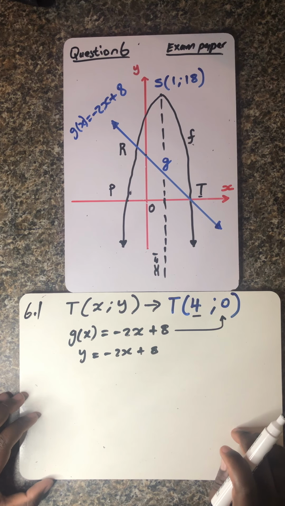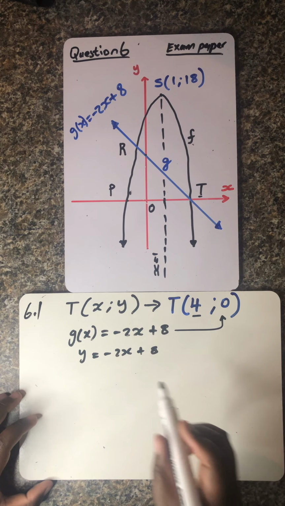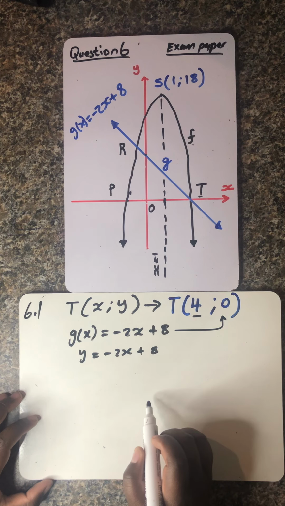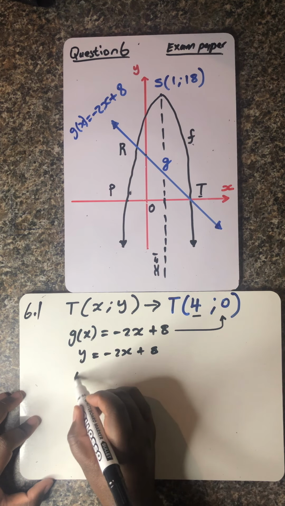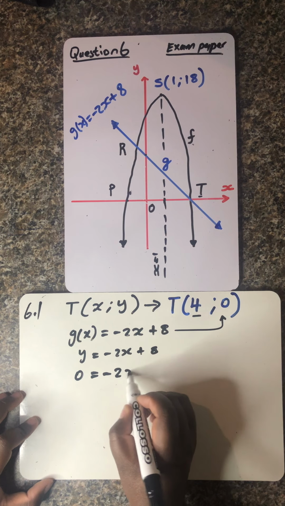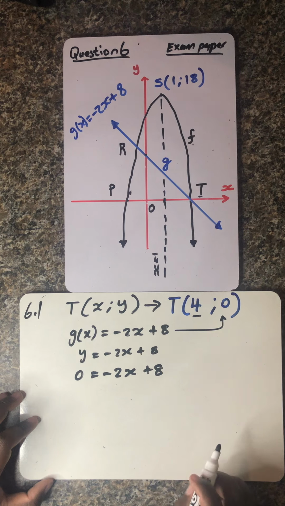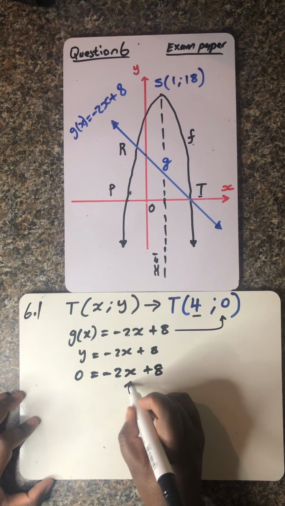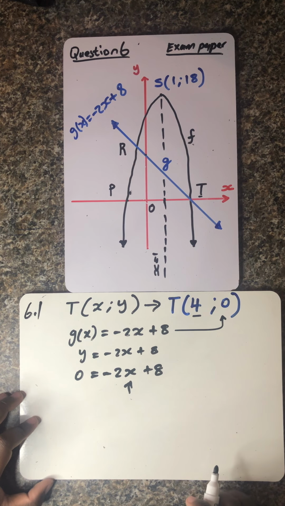y is equal to negative 2x plus 8. So, ladies and gentlemen, now what we need to do is obviously to substitute what we know. We know y is equal to 0, minus 2x plus 8. What we don't know is that x value over there.